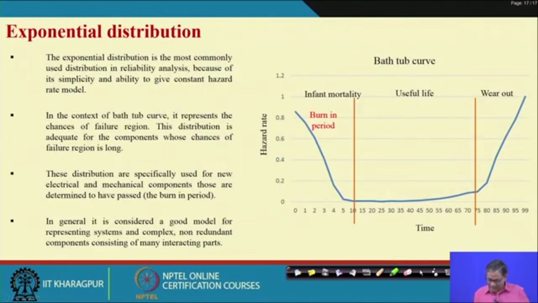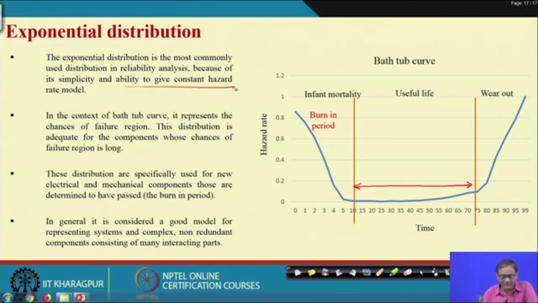So, I again rely on this hazard rate curve, because exponential distribution and constant failure rate have a huge relation. Basically, if the hazard rate is constant, which is the time of useful life, then you will see later that the failure density will be the exponential distribution. So, let me read out some of the important points. It is the most commonly used distribution in reliability as well as in safety analysis, because of its simplicity and its ability to give a constant hazard rate model. This constant hazard rate will be explained if you go by exponential distribution.